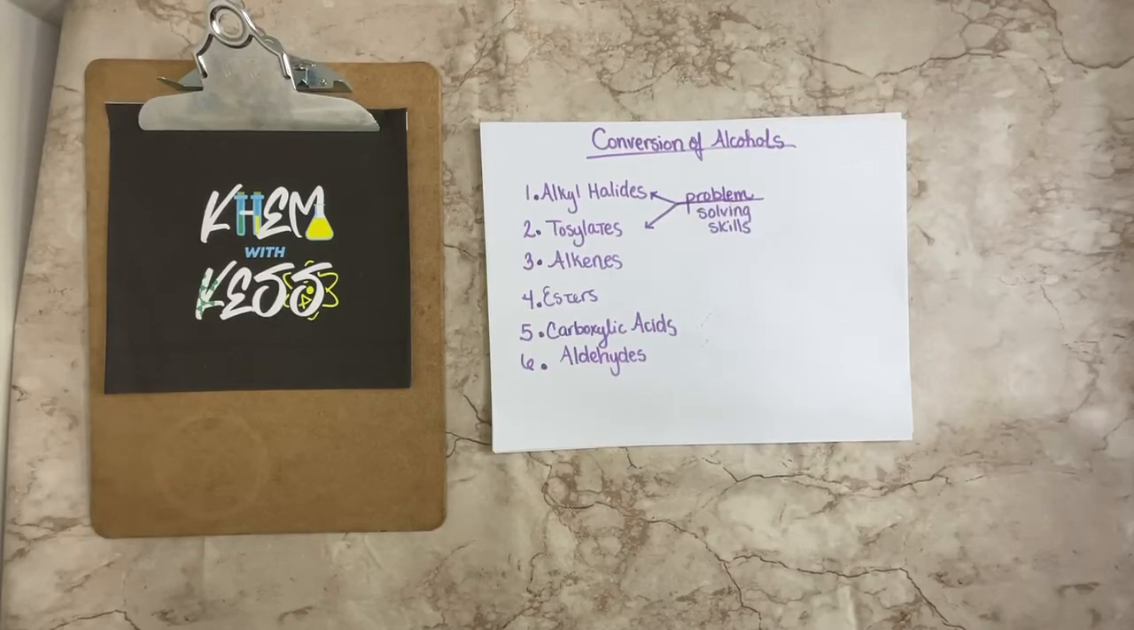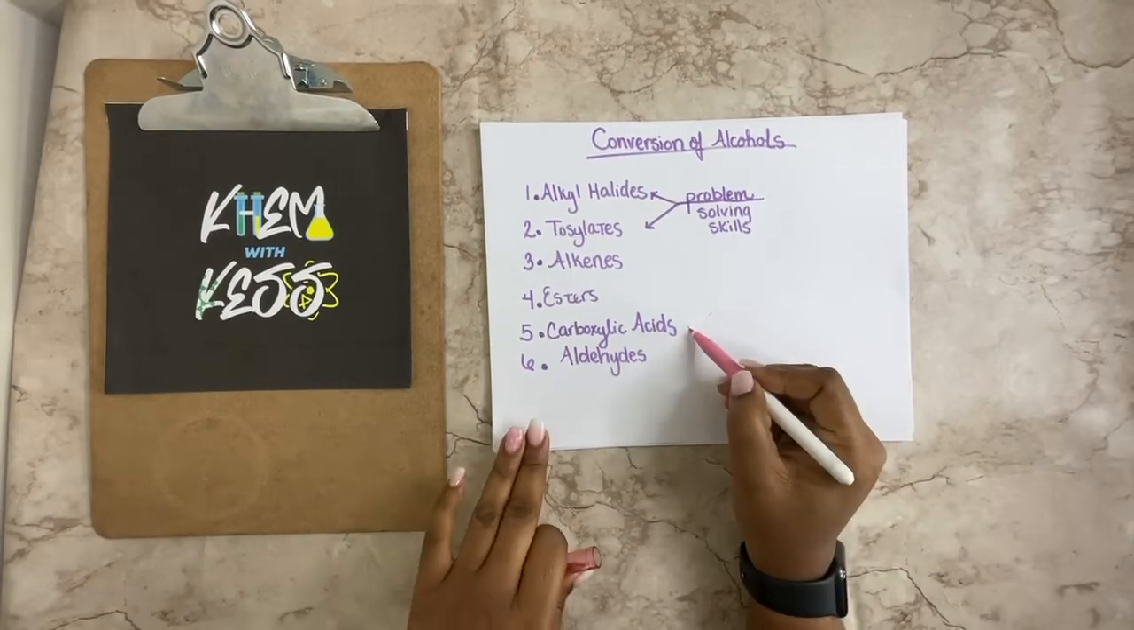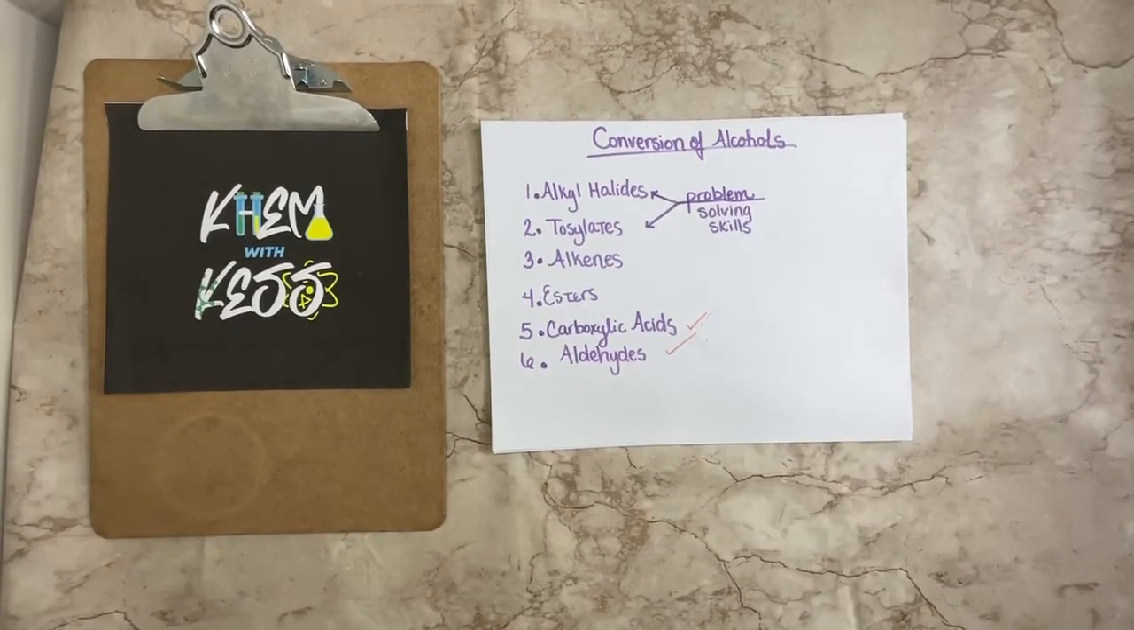All right, now let's get into another topic called the conversion of alcohols. We do have a lot of different styles, being alkyl halides and tosylates, which I'll be doing some problem solving skills with those. Alkenes is a little bit of a review of chapter 8 and chapter 11 combined. Creation of esters is new for this chapter, and we have already completed carboxylic acids and aldehydes. We created these two by using oxidation and reduction techniques.